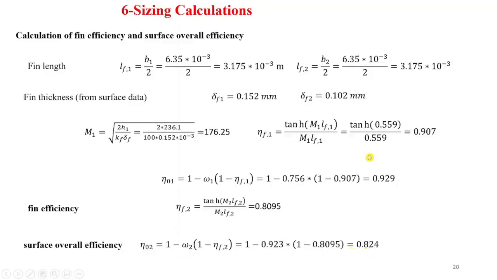So we found the fin efficiency to be 0.907 for surface 1, and the overall surface efficiency to be 0.92. And the same thing for side 2: we found the fin efficiency for side 2 is this value, and the overall surface efficiency is this value for side 2.